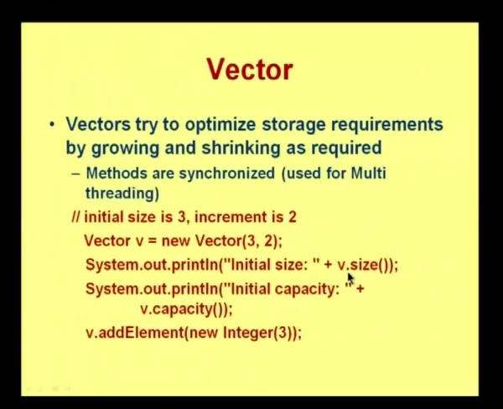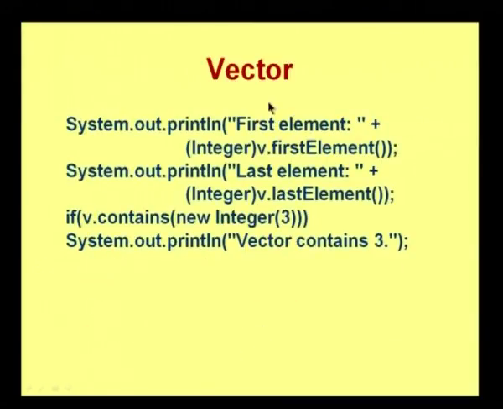Here I am trying to print the size and then the capacity. Size is the number of elements stored, and capacity is the maximum size. Now I have stored values, and then I am trying to add an element. Here I add an integer object. Here we have v dot first element. In the vector I can access the first element as well as the last element. Here I can check whether a particular integer is available in the vector. If it is available, I can know that the element is present and do the manipulation accordingly.